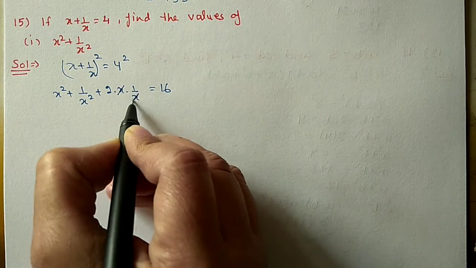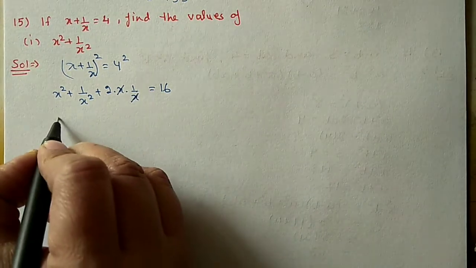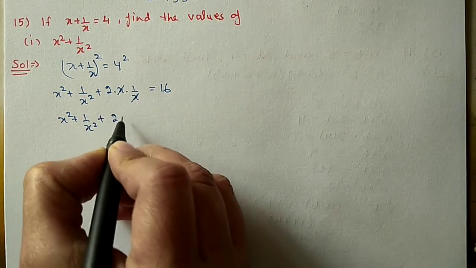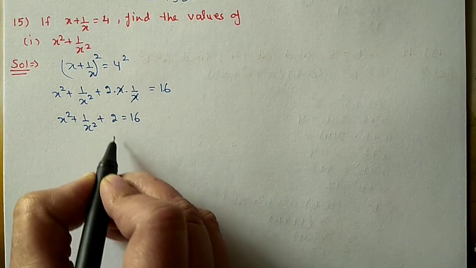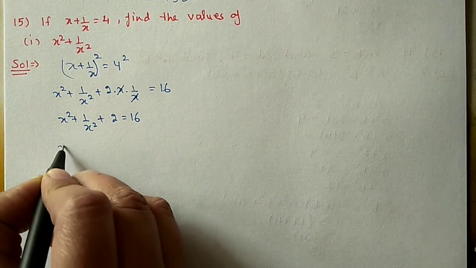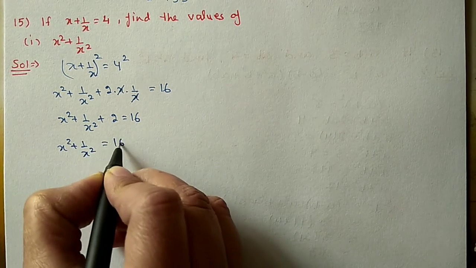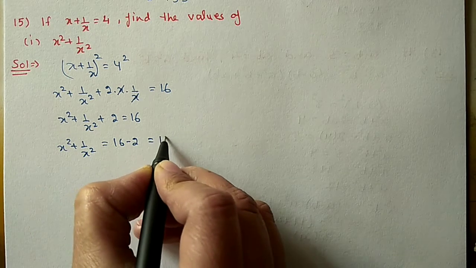So here this x to x will cancel out and we will get x square plus 1 by x square plus 2 is equal to 16. So this 2 we can shift to the other side. X square plus 1 by x square equal to 16 minus 2 equal to 14.